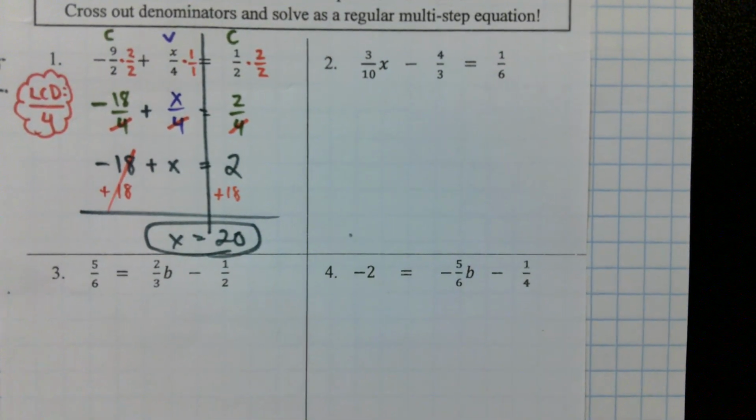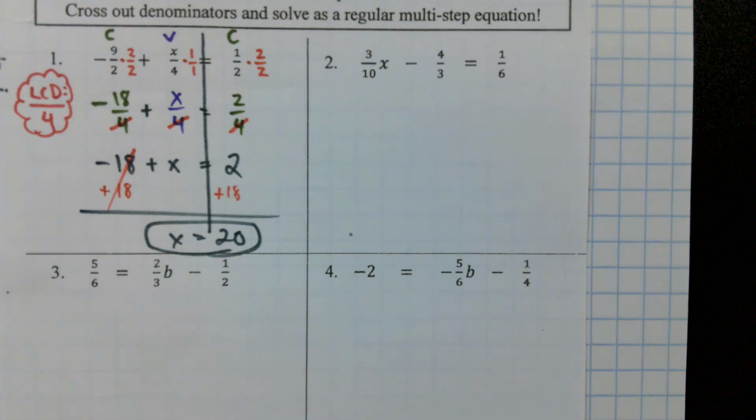What are my 3 denominators here in number 2? I got a 10. I've got a 3 and a 6. Well, I'm going to look real quick. Does 3 go into 6? Yes. 3 goes into 6, right? Does 6 go into 10? No. Does 3 go into 10? No. So we got to think a little bit harder with this one.